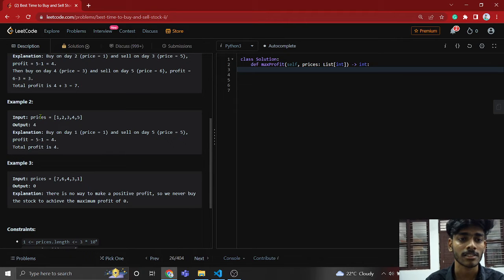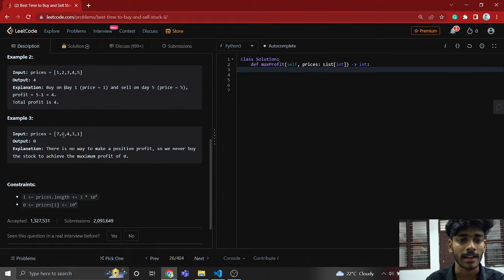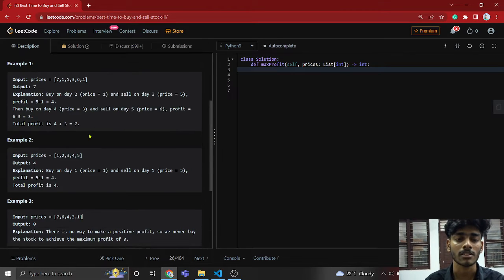Likewise, in example 2, the prices are increasing gradually, 1 2 3 4 5, so maximum minus minimum will give the output for sure. And here, the prices are gradually decreasing, so even if we invest on day 1, we will be in loss, so we won't invest in it.